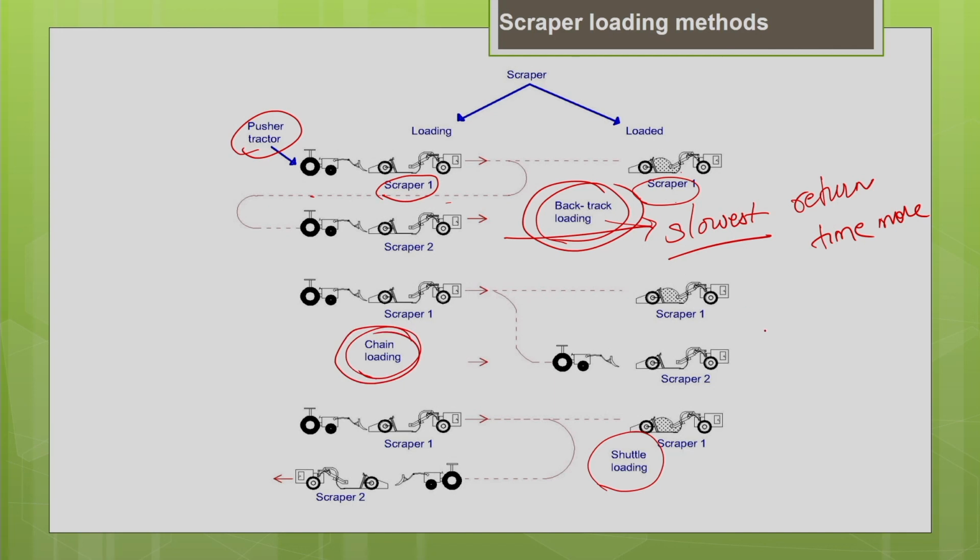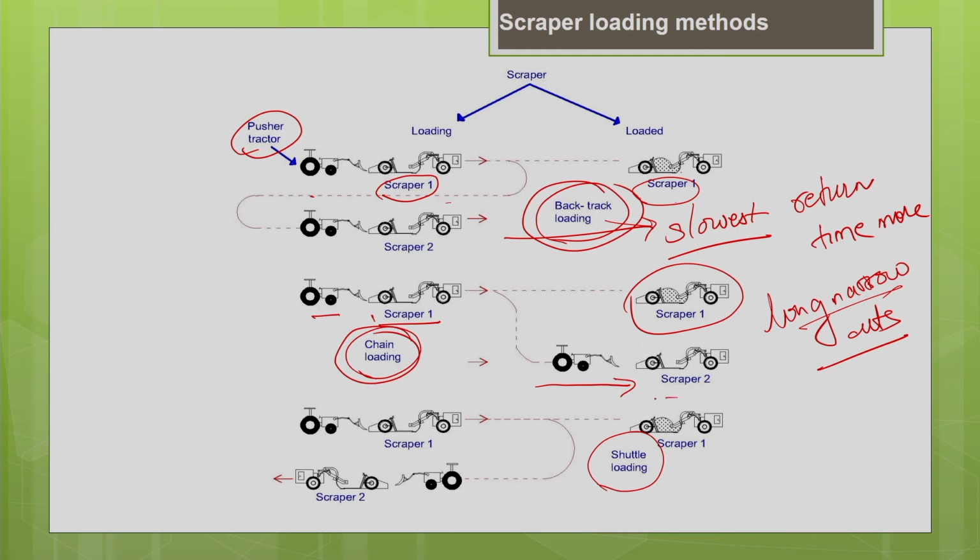This we commonly follow for long cuts, long narrow cuts like your roads. We can follow the chain loading method. Say here your pusher is pushing the scraper 1. Once the scraper 1 is completely loaded, the scraper 1 is now in fully loaded condition. Now your pusher will get detached from the scraper 1 and the pusher starts pushing the next scraper.